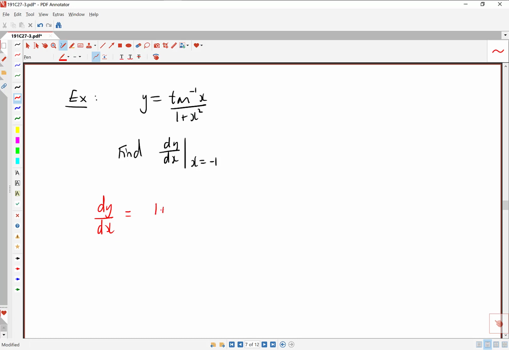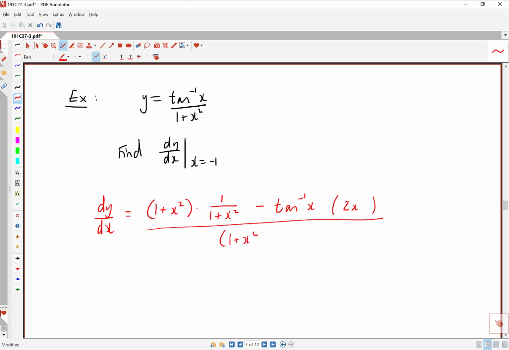We'll start with our denominator, 1 plus x squared. And then we need to multiply that by the derivative of the numerator. So derivative of arctan x is 1 over 1 plus x squared. And then continuing with our quotient rule, we're minus our numerator. So that's minus arctan x times the derivative of the denominator. So that would be 2x, and then that's all over denominator squared. So 1 plus x squared squared.